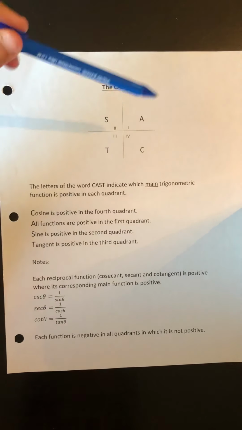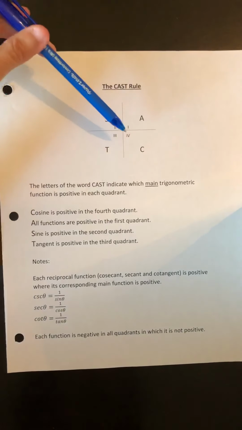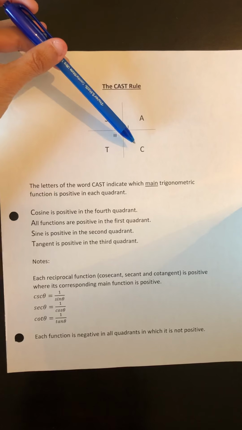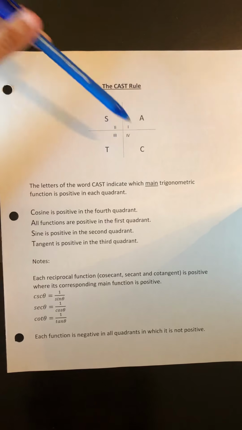And then the word cast, C-A-S-T, is written in this exact fashion. The letters of the word cast indicate which main trigonometric function is positive in each quadrant. Now you remember there are 3 main functions. These are the ones you can see on your scientific calculator, and they are sine, cosine, and tangent. So the letter C here in quadrant 4 indicates that the cosine function is positive in quadrant 4.